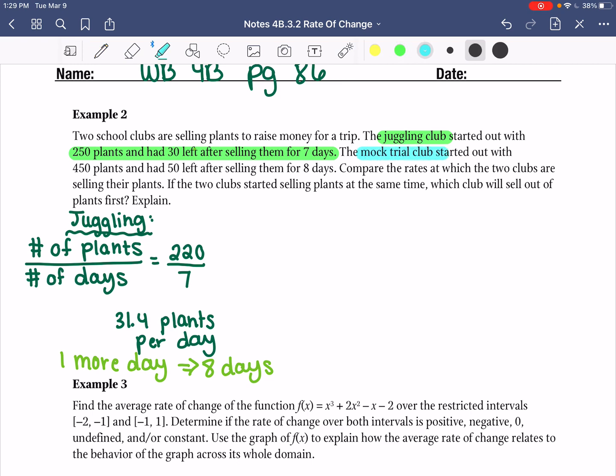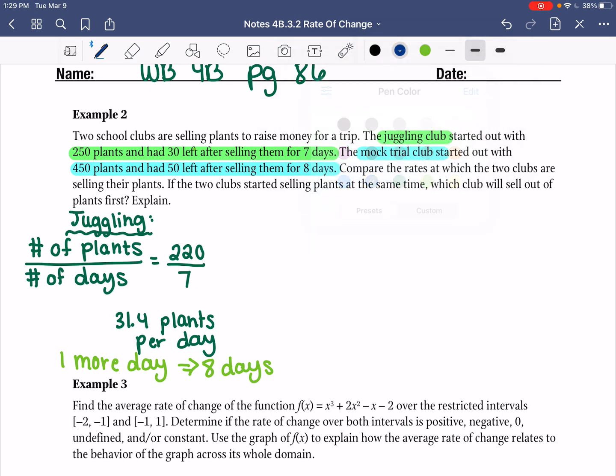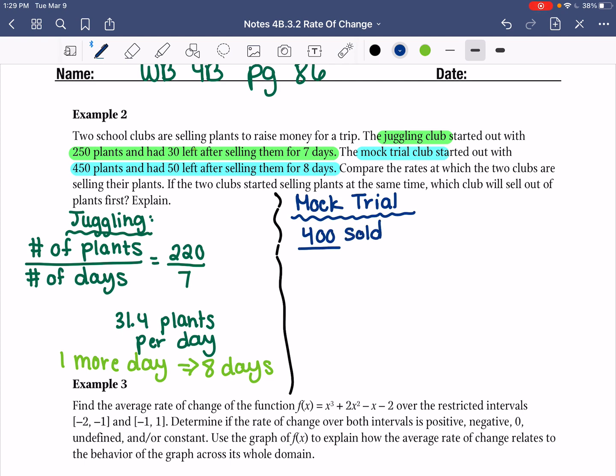The mock trial club started with 450, had 50 left after selling them for 8 days. All right, so now we're doing the mock trial. So we're looking at number of plants they sold over the number of days. So they start with 450, they had 50 left. That means they sold 400. Over how many days? It took them 8 days. That means that they sell 400 divided by 8. That means they sell 50 plants per day.